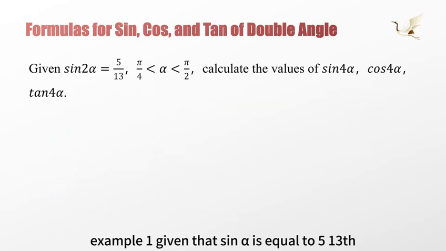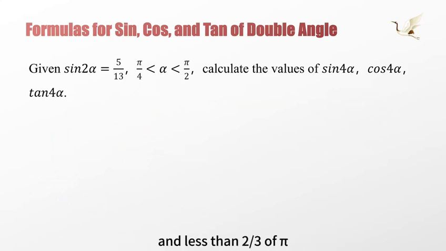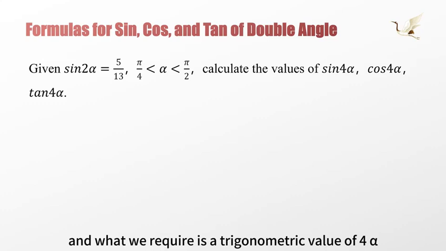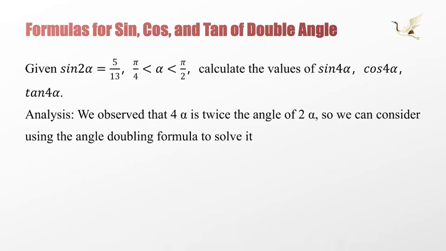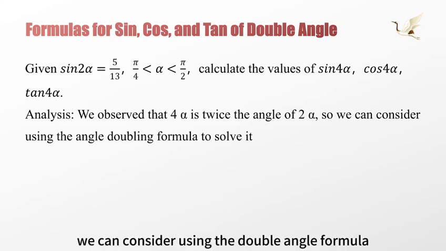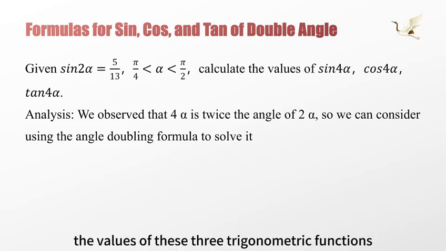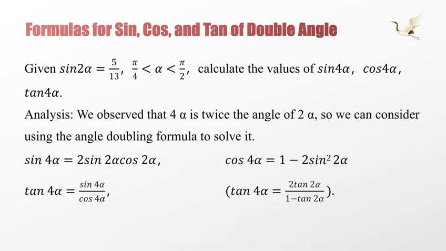Example 1: given that sine 2 alpha is equal to 5/13, and a quarter of pi is less than alpha and less than a half of pi, we require the values of sine 4 alpha, cosine 4 alpha, and tangent 4 alpha. What we know is a trigonometric value of 2 alpha, and what we require is a trigonometric value of 4 alpha. We found that this 4 alpha is twice the angle of 2 alpha. Therefore, we can consider using the double angle formula to solve. Okay, let's analyze the values of these three trigonometric functions one by one.